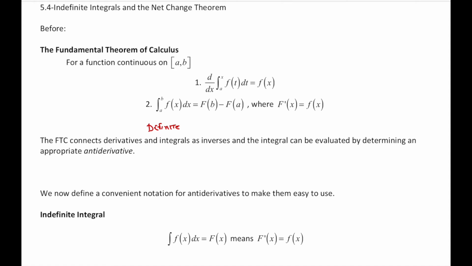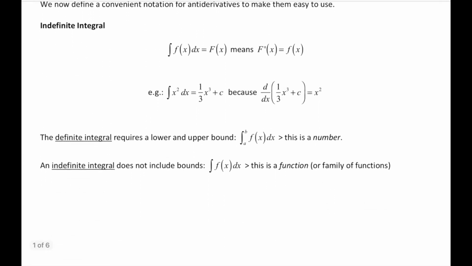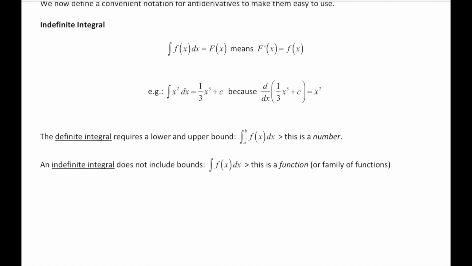Now, using this notion of antiderivatives, we're going to develop a notation. We're going to have what we call an indefinite integral. Notice the difference: we have no bounds, so we are not evaluating for any specific number. The integral of f of x dx would give us our antiderivative. We looked at antiderivatives before. It is just fancy notation saying find the antiderivative, find the general function.